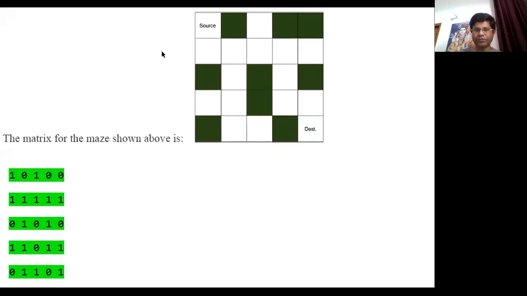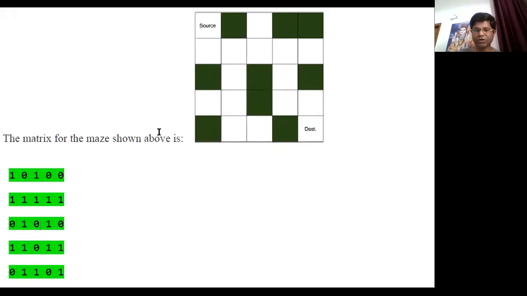For the second row, all the 5 cells are white. It means the entries are labeled as 1. 1 means the movement is allowed. So all the 5 entries are 1, 1, 1, 1, and 1. Let's come to the third row. The first entry is blocked, so the first cell is denoted by the entry 0. Then again the second entry is allowed, so it is denoted by 1.